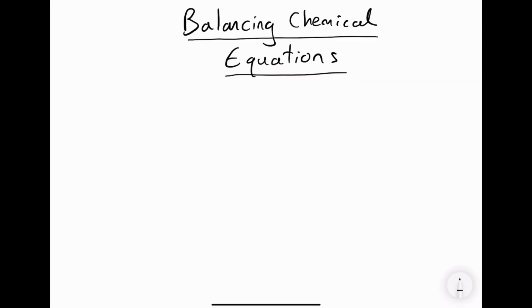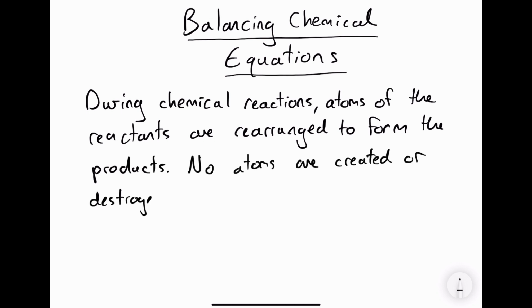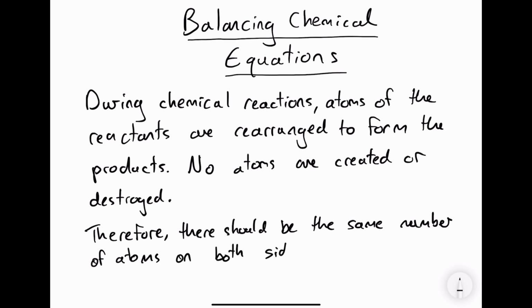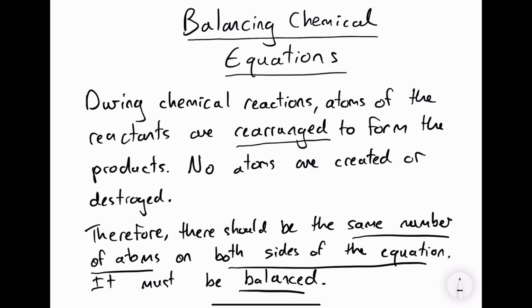In this video, we're going to look at balancing chemical equations. During chemical reactions, atoms of the reactants are rearranged to form the products. No atoms are created or destroyed, therefore there should be the same number of atoms on both sides of the equation. It must be balanced.